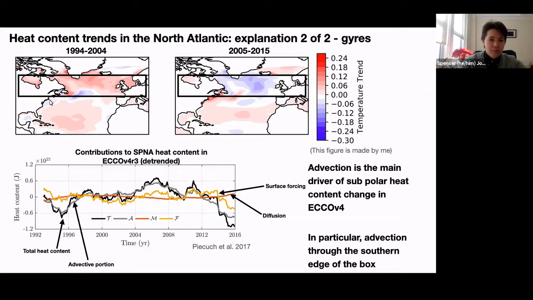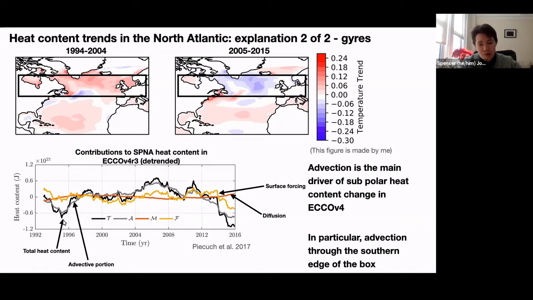So again, in ECCO V4r3, which is a data-assimilating ocean model, we have an increase in the temperature between 1994 and 2004, and a decrease between 2005 and 2015. What Piecuch et al. do is look at the heat content in this black box, and they do a heat budget. This is the initial result of that heat budget. They've detrended it so they can just look at the decadal variability. And they're plotting, in black, the total heat content.